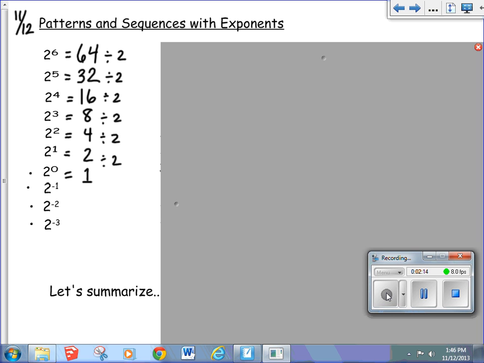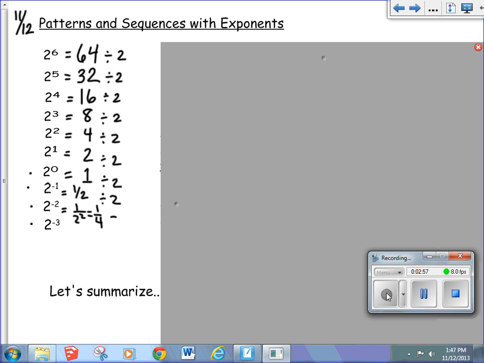If we have 1 and we keep going and we divide it by 2, that shows us that 2 to the negative 1 will actually be 1 half. And if we take 1/2 and we divide 1/2 by 2, which is the same as multiplying by a half, we get 1/4. So 2 to the negative 2 is the same as 1 over 2 squared, which equals 1/4.